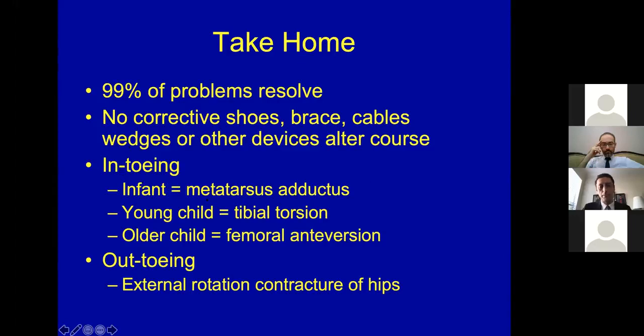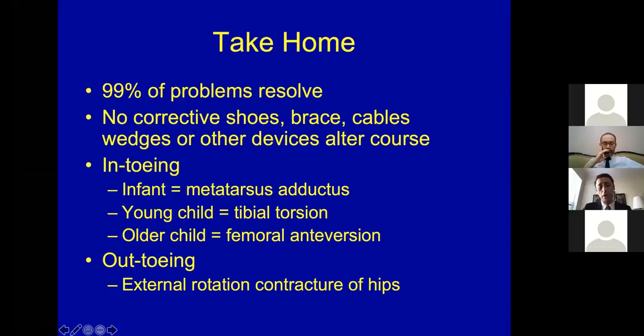In-toeing could be from metatarsus adductus in infants. In the younger child it is tibial torsion. In older children, most of the time it is femoral anteversion. Out-toeing is from external rotation contracture of the hip, or increased external tibial rotation.